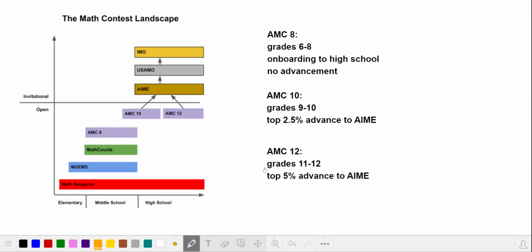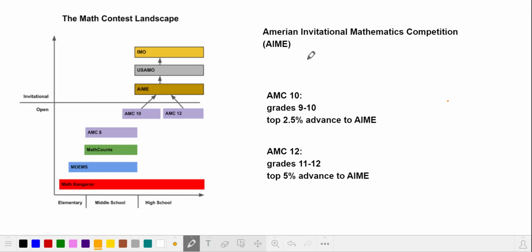The AMC 10 and 12 are typically taken in high school, although increasingly middle school students are starting to take these exams as well, because they lead to advancement to the next level of prestige in math contests, which is the AIME. AIME, A-I-M-E, stands for the American Invitational Mathematics Competition. This is fairly prestigious and nice to have on your college applications. In order to qualify for the AIME, you need to score in the top 2.5% of the AMC 10 or in the top 5% of the AMC 12.